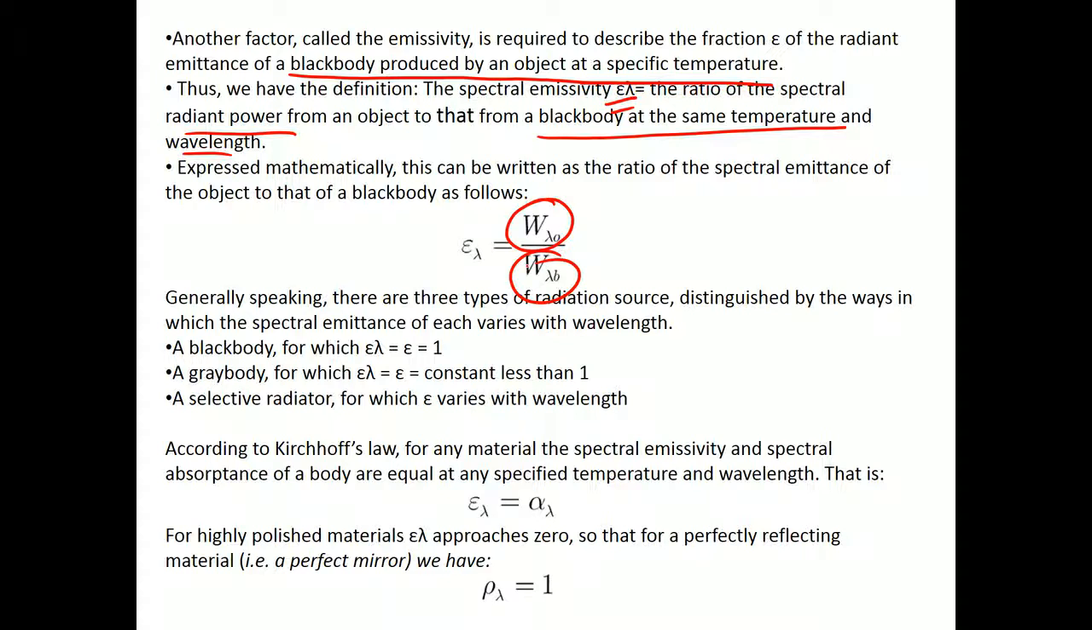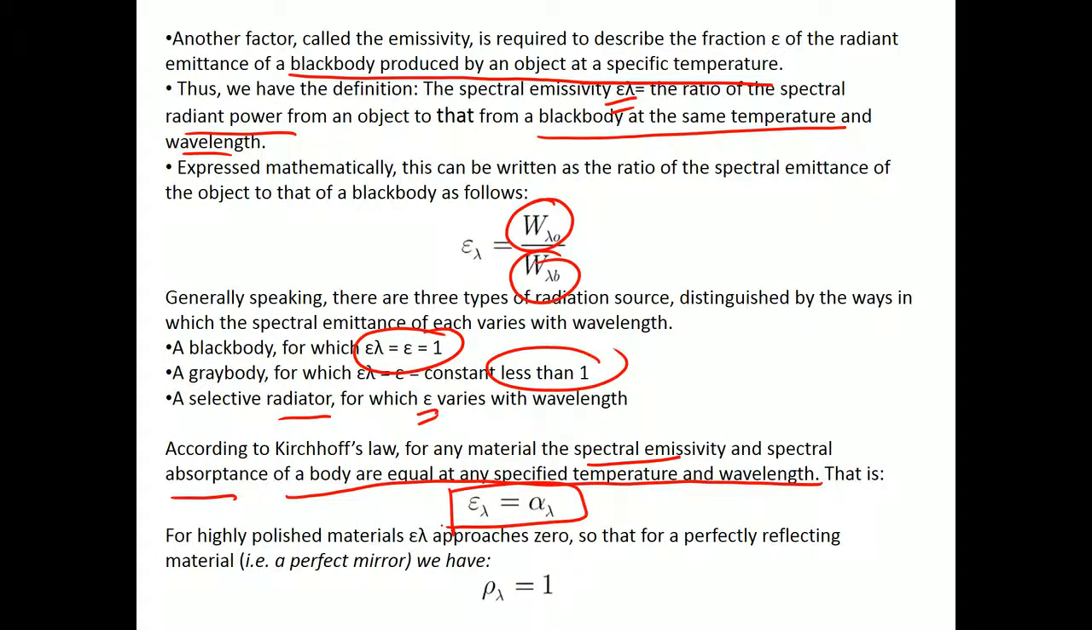So, generally speaking, there are 3 types of radiation sources: a black body whose emissivity is equal to 1, a gray body whose emissivity is less than 1, and a selective radiator where this emissivity varies with the wavelength. There are all kinds, right. So, according to Kirchhoff's law, for any material the spectral emissivity and spectral absorptance are equal at any specified temperature and wavelength. So, basically this emissivity and absorptance are the same, okay, at any particular wavelength, right.